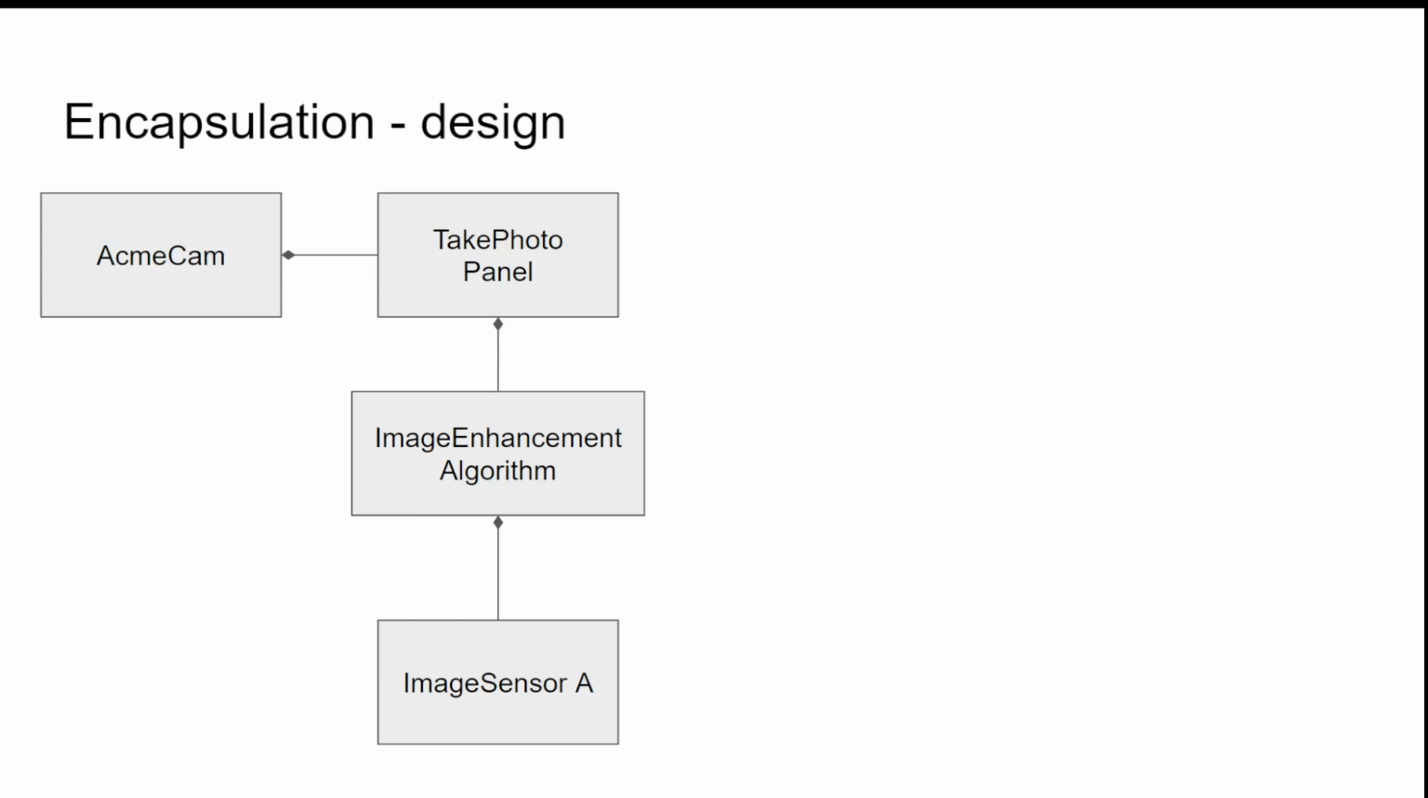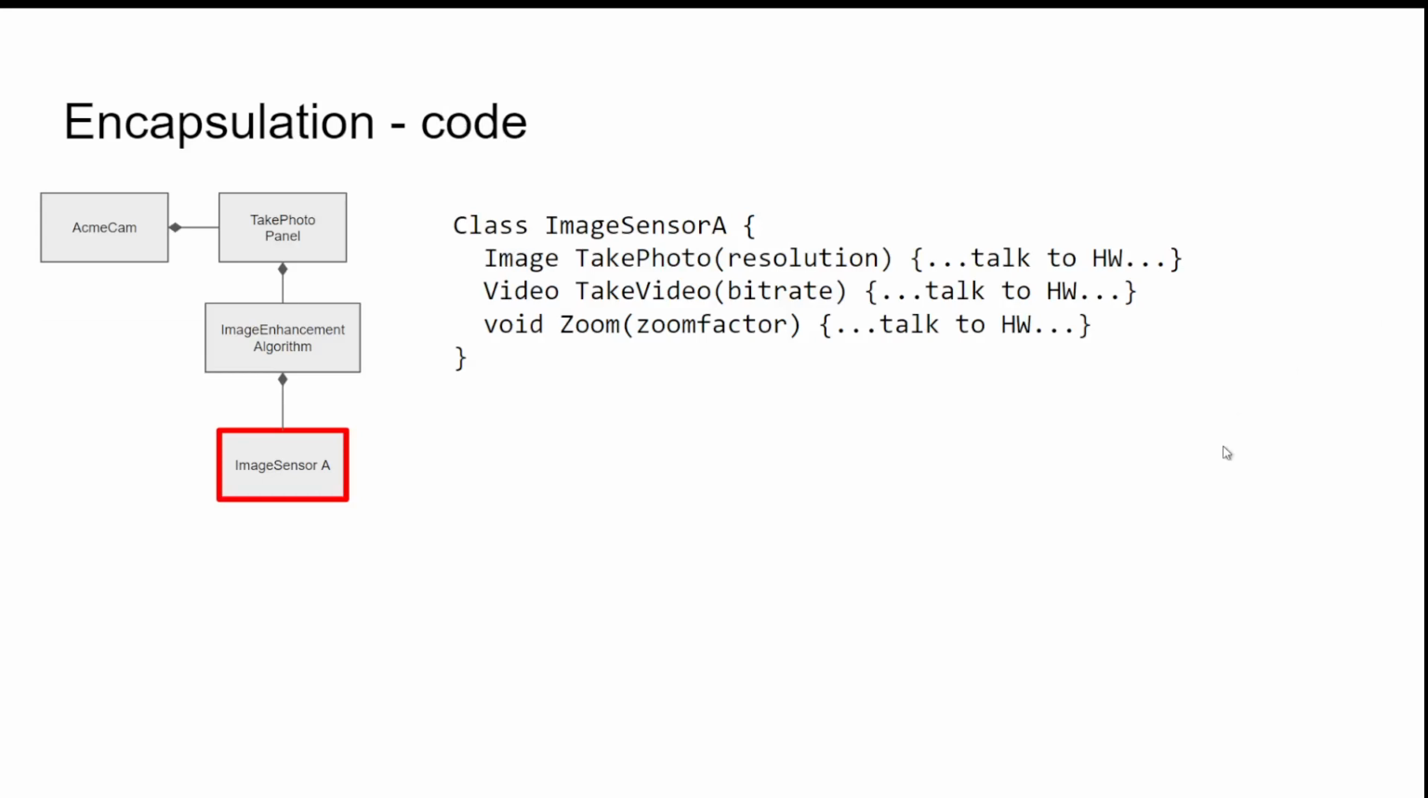Now let's see what those classes contain. Let's start from the bottom. Our image sensor class contains the take photo, take video, and zoom functions. The take photo function could be familiar from the previous step. All the hardware communication is put into here. We take the resolution and then we return the image. This is all that we need for our application.